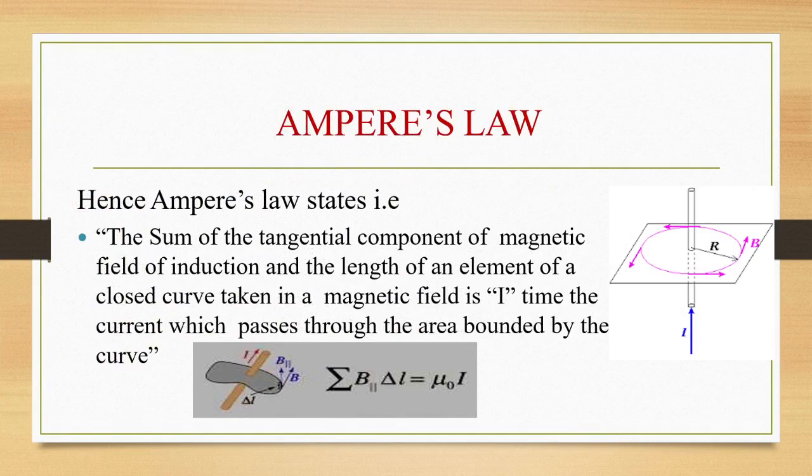Ampere's law. Ampere's law states that the sum of the tangential component of the magnetic field of induction and the length of an element of a closed curve taken in a magnetic field is mu naught times the current which passes through the area bounded by the curve. That is summation B delta L is equal to mu naught I.